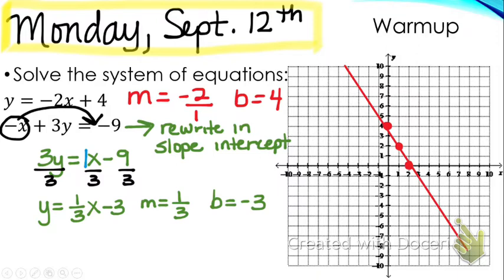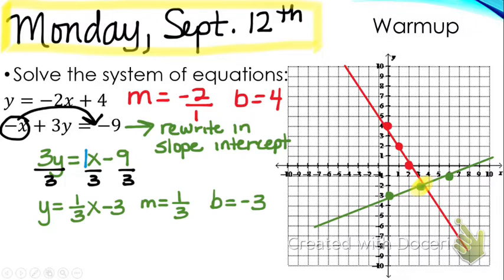So we're going to start our line. B is where we begin. And then we go up 1 to the right 3. Up 1 to the right 3. Draw your line. Now with this method, you want to make sure your line is perfectly straight. But the solution is right here.